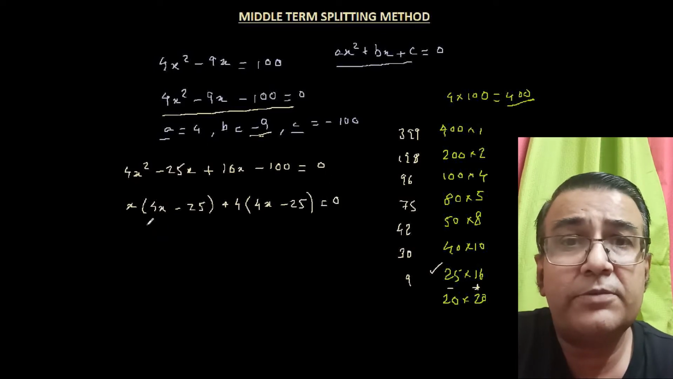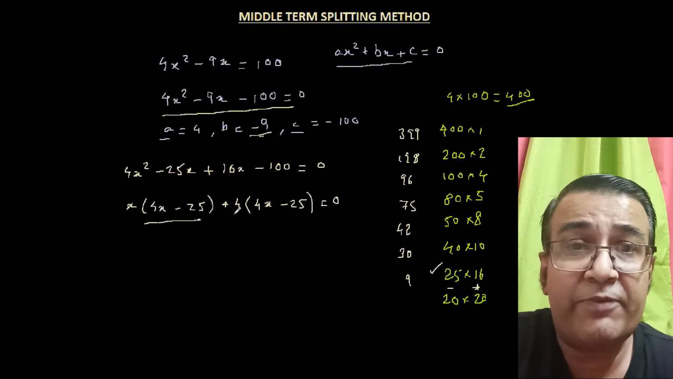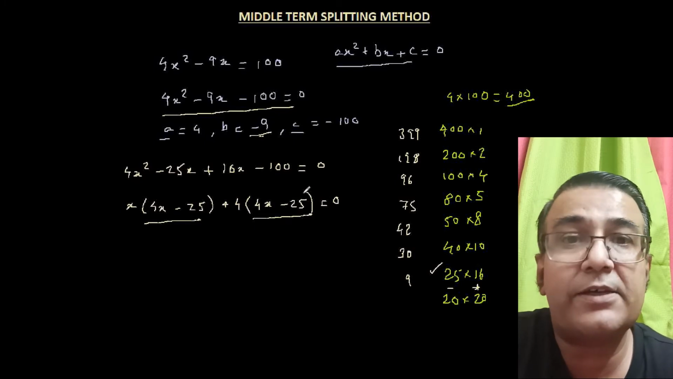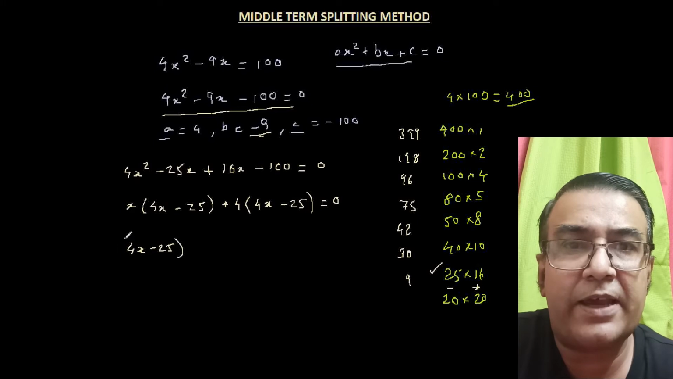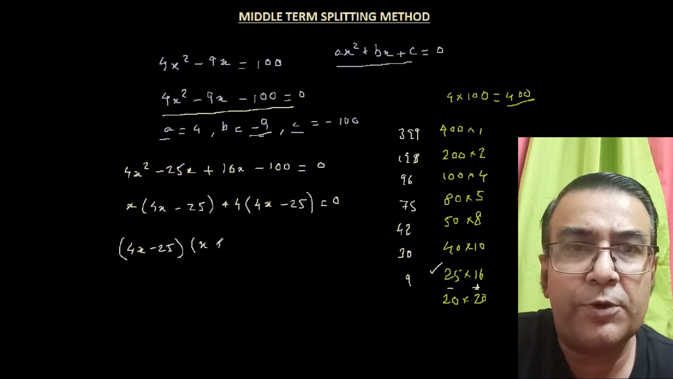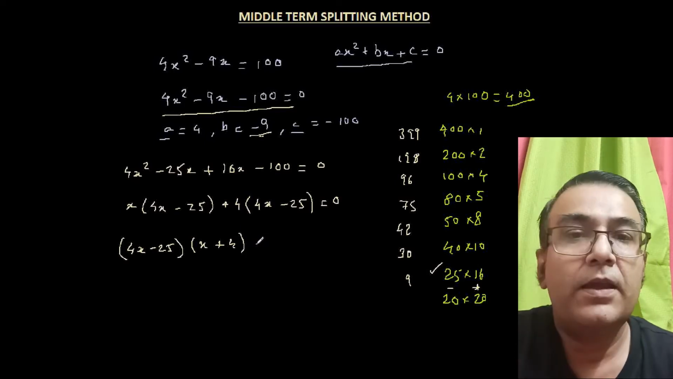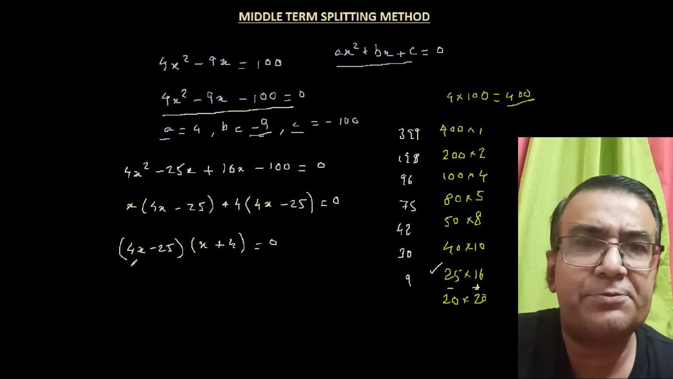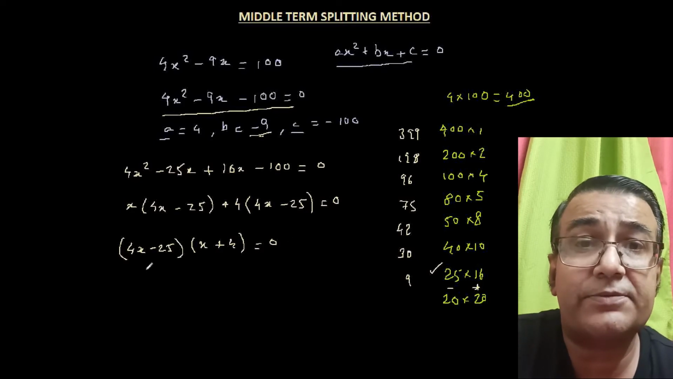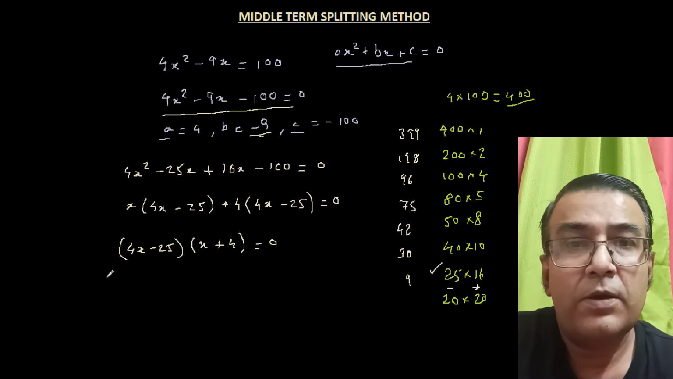Now in both the terms, I see that 4x minus 25 is common, so I can factorize out the 4x minus 25, and again inside the brackets I'll be left with x here and plus 4 here, and that should be equal to 0. Now once we have written the equation as a product of two factors, it is very simple.